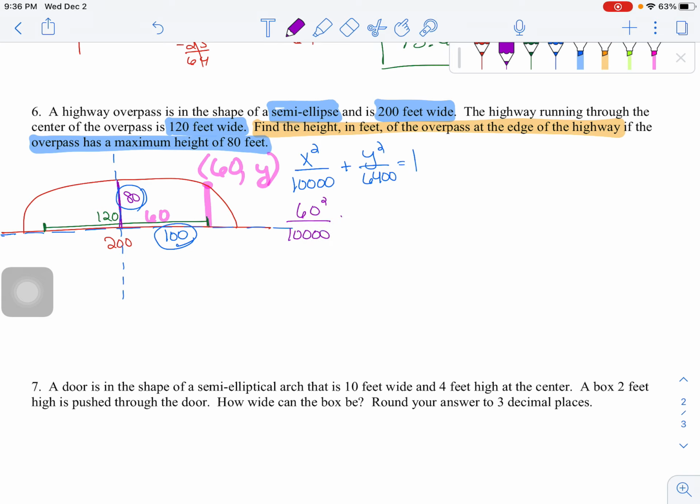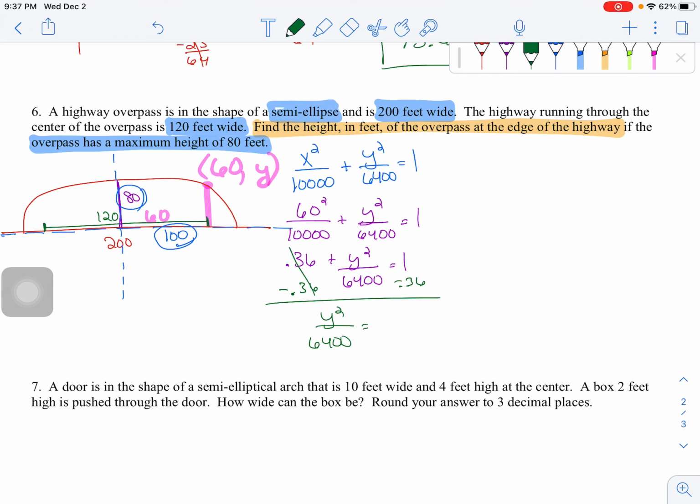So using our equation, I'm going to replace x with 60. So 60 squared over 10,000 plus y squared over 6,400 is equal to 1. Let's see, 60 squared divided by 10,000 is going to be, and I'm just going to leave it as a decimal for this problem, 0.36, plus y squared over 6,400 equal to 1. Let's go ahead and subtract 0.36 from both sides. So y squared over 6,400 is equal to 0.64.